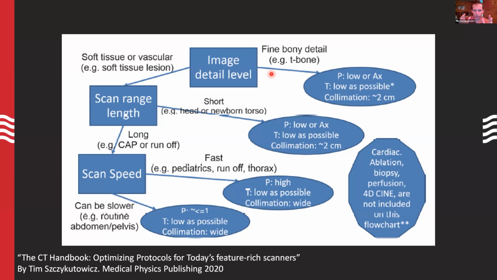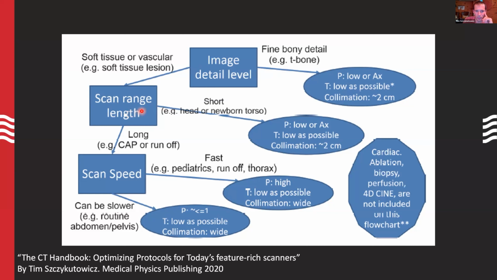This is just from my book, one of the ways we think about it at Wisconsin, but this might be a little bit unique to the technology that you have at your institution. This is how I break down what kind of pitches I'm going to use, what kind of beam collimation, and what kind of rotation times. It walks me through: do I need really good detail? And do I need to scan fast or slow?